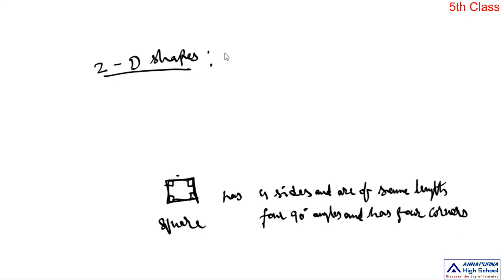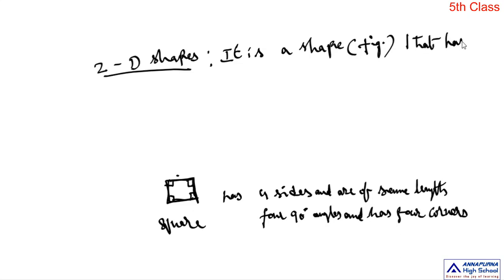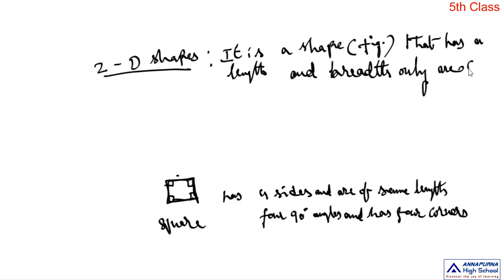So according to this, we can say that a 2D shape is a shape or figure that has a length and breadth only. Such figures are called 2D shapes.